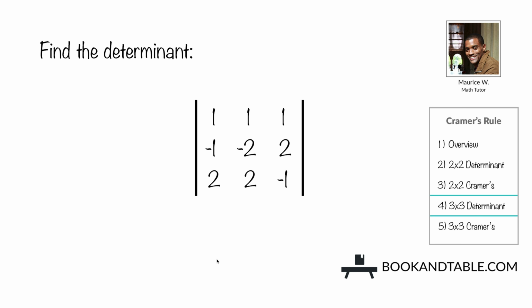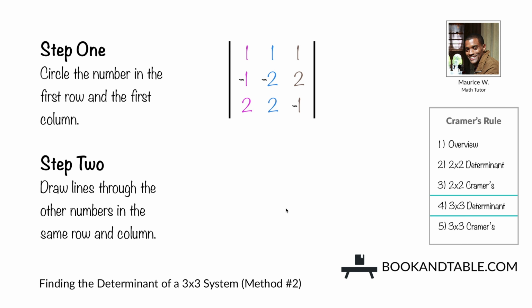So you'll be asked to find the determinant of a 3x3. Column 1 is +1, -1, and +2. Column 2 is +1, -2, and +2. Column 3 is +1, +2, and -1. This is the same example that we used for method number 1. So you'll see that we will wind up getting this same determinant at the end.